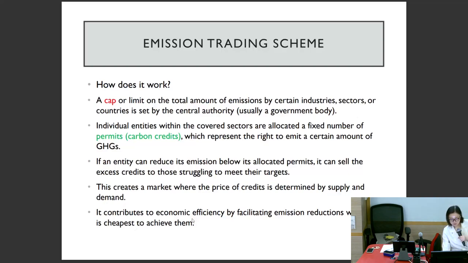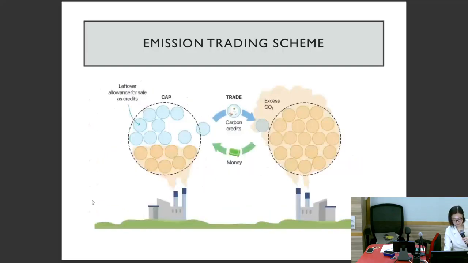So it contributes to economic efficiency by facilitating emissions reductions where it is cheapest to achieve them. By applying this market-based, supply and demand approach, the cheapest, most cost-effective technology will always be applied, be exploited first. Because that is just how the market works.